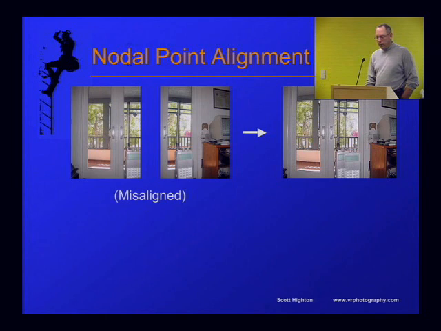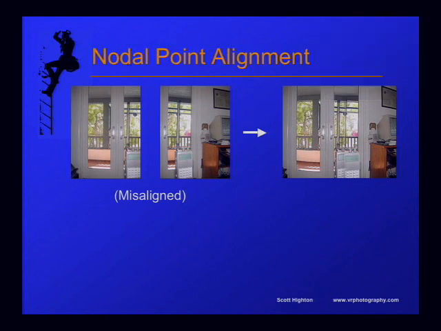And here's what happens when you have nodal points that are not lined up properly. In this case, you won't notice it just looking at the images unless you know what to look for. You'll see there's a little handheld radio in the foreground in both these pictures. The radio hasn't moved, but its relative position to the doorway in the background has. See how there's a small gap right here and a large gap right here?